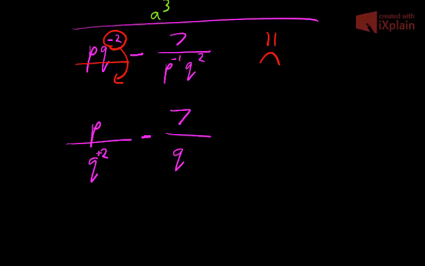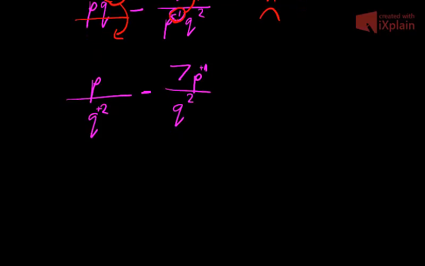My q has a positive exponent already, so it'll stay. But my p here has a negative exponent, which means I'm going to want to bring it up top. And when I do that, I get p to the positive 1. P to the positive 1.